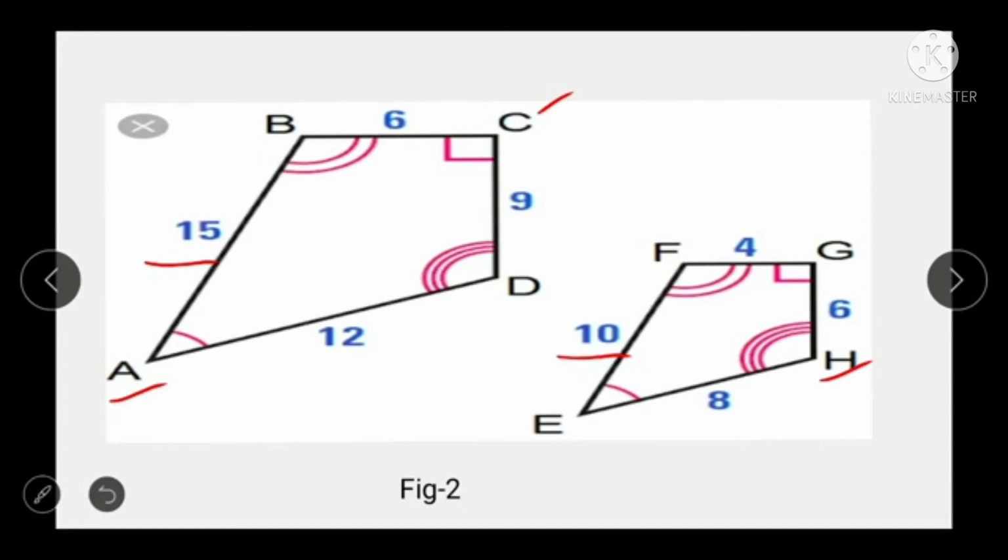Similarly, we can find the ratios of the other sides. BC is 6 and FG is 4, and the ratio of 6 and 4 is 3:2. Then CD is 9 and GH is 6, also in the ratio 3:2. And AD is 12 and EH is 8, the ratio again the same, 3:2. Hence, the two quadrilaterals have equal corresponding angles and their sides are in the same ratio. Hence, they are similar.